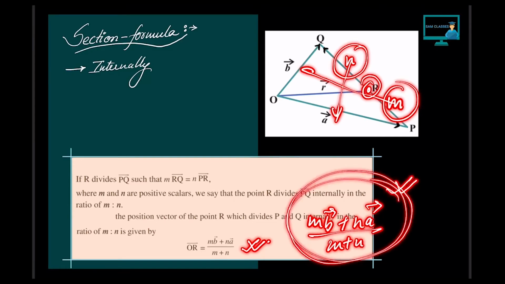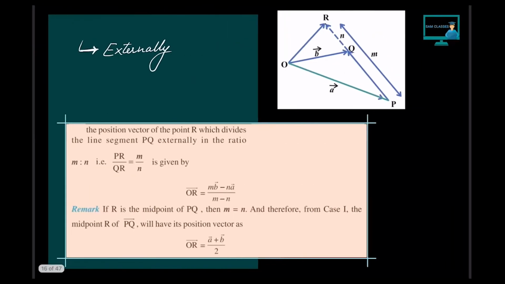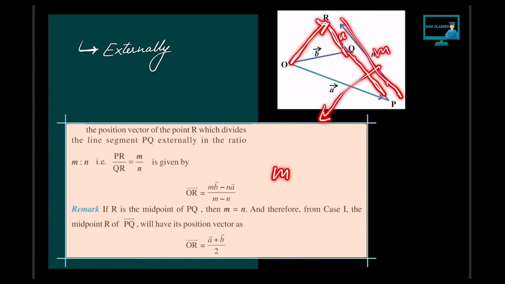Internal division means, see, this is PQ, R is cutting it internally. External I will show you. Now here in this case, see, PQ is this one, R is cutting outside of it. This whole thing is M and this whole thing is N. So in that case, the formula almost remains the same. Again, same thing, cross multiply, m b minus n a, only minus comes in the case of external, by m minus n.